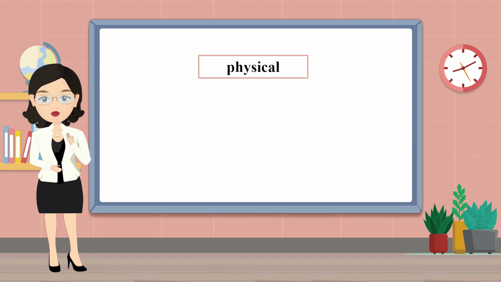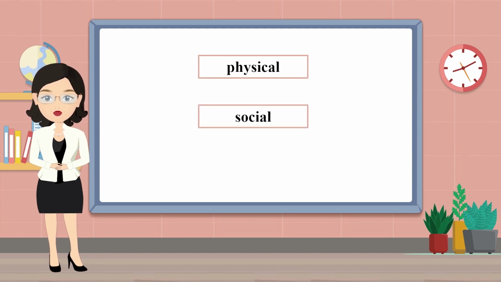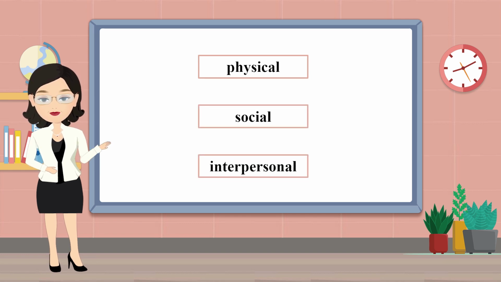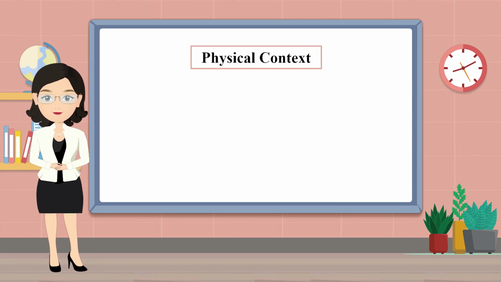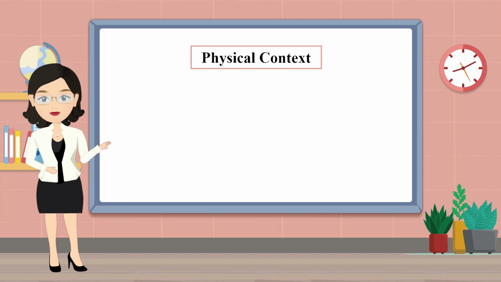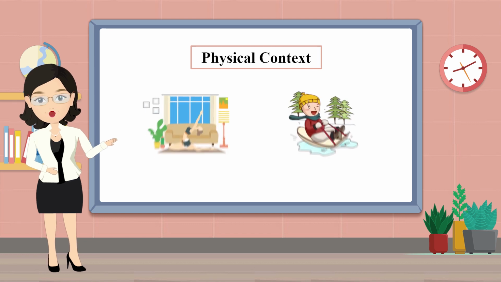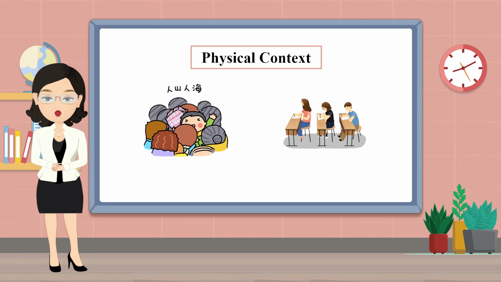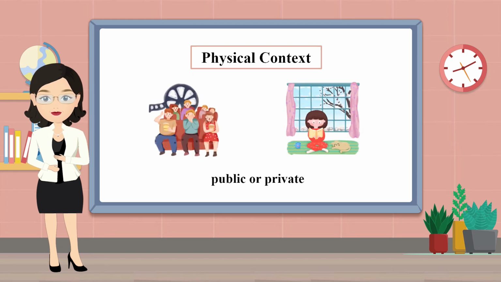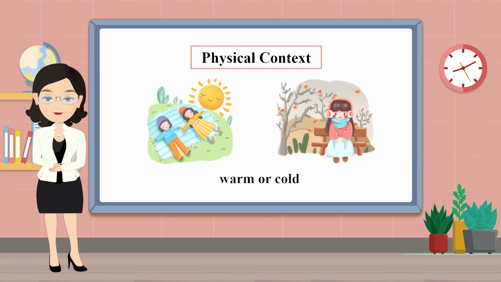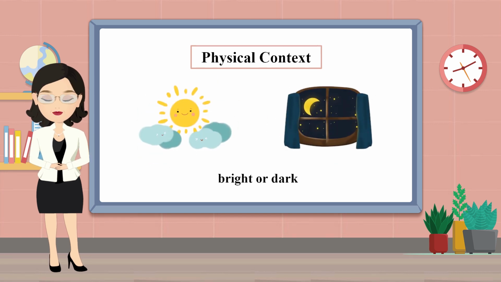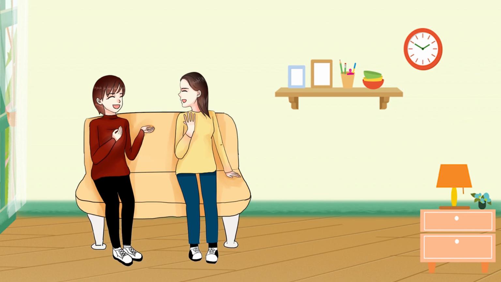The context includes the physical, social, and interpersonal settings within which messages are exchanged. The physical context includes the actual location of the communicators: indoors or outdoors, crowded or quiet, public or private, close together or far apart, warm or cold, bright or dark. For example, if you are talking to someone in your living room, you'd better speak in a low voice.